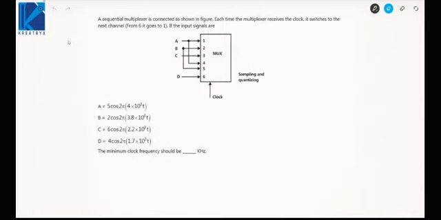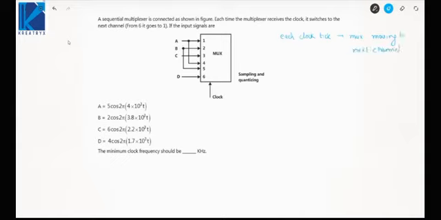Moving to the next problem. It says a sequential multiplexer is connected as shown in the figure. Each time the multiplexer receives the clock, it switches to the next channel and from 6 it goes back to 1. We are given the 4 input signals. We need to find the minimum clock frequency. Now, what it is saying is each clock tick implies the multiplexer moving to the next channel.